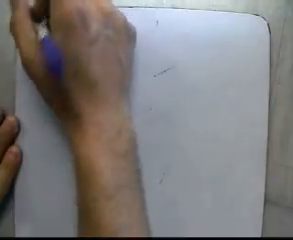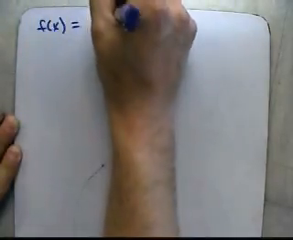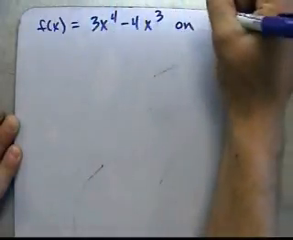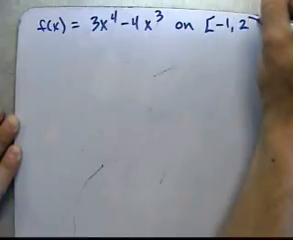All right, so let's go ahead and find some extrema. Let's do one on this one. Let's do f of x equals 3x to the fourth minus 4x to the third, and we're going to put this one on an interval. We're going to go from -1 to 2.